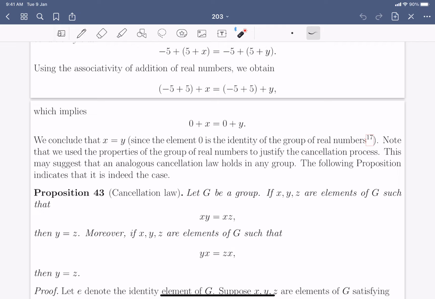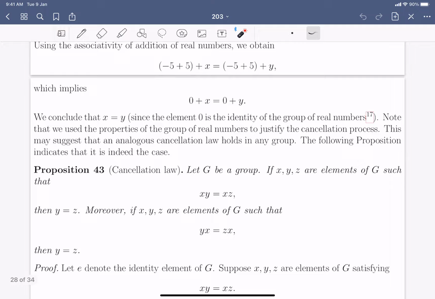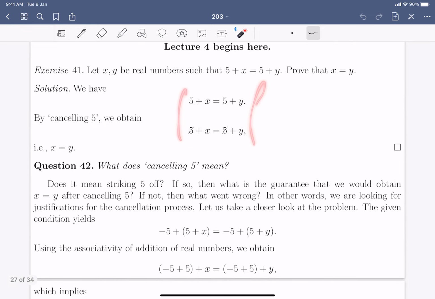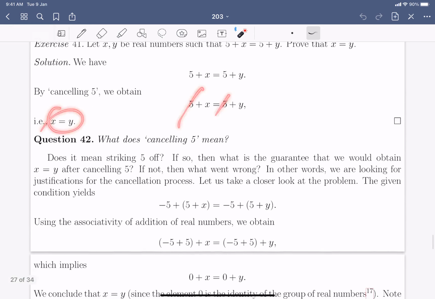And then if you deal with such real numbers, then it is understood that the composition law that we have in mind is the addition. Or if you say, look at the group of non-zero real numbers, it is implicit that we have the multiplication as the composition law in mind. Anyway, we are just trying to justify this high school style of solving such problems by striking off 5.